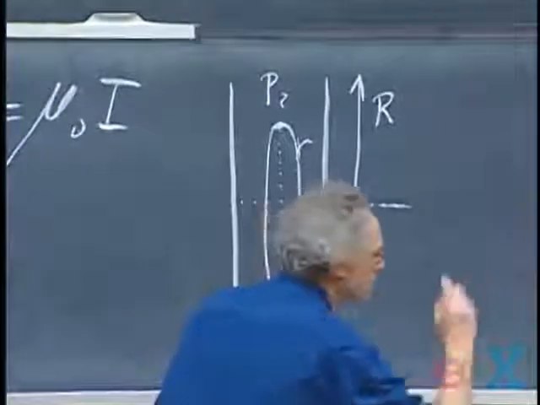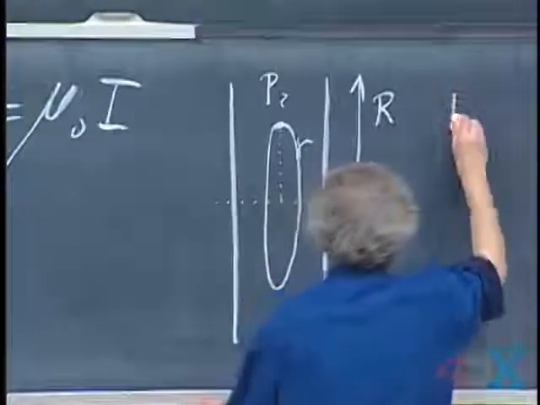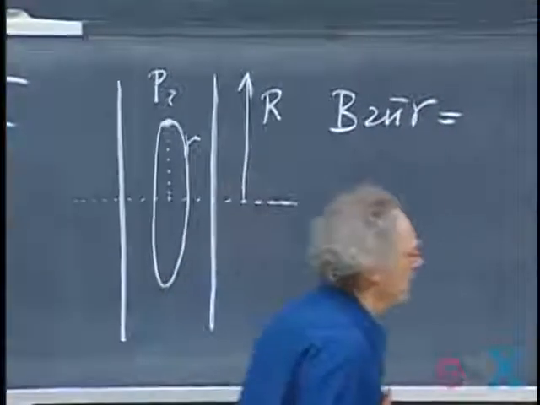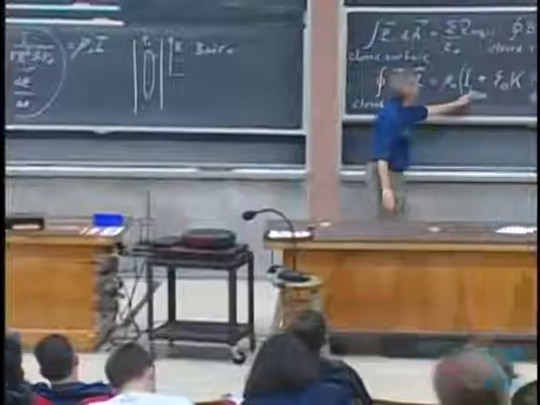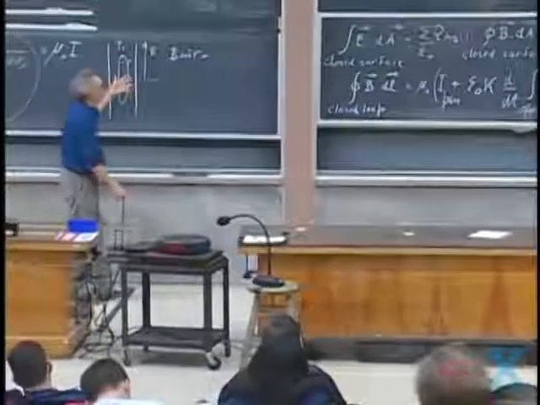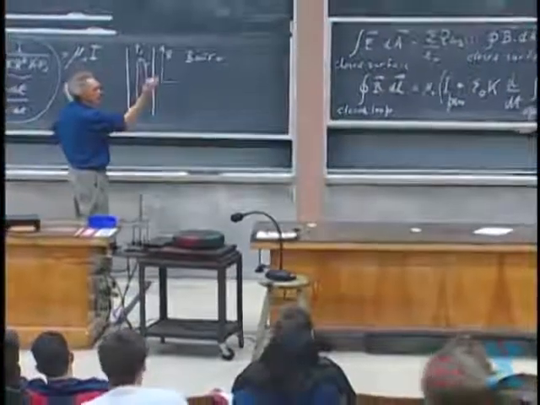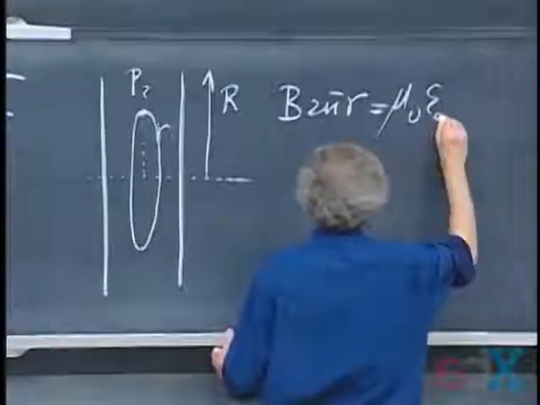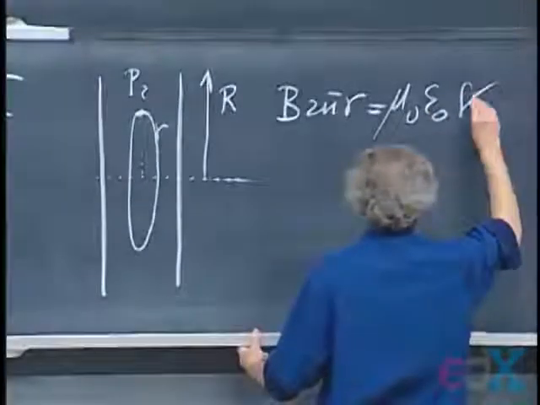I apply now the new law. B times 2 pi r. And there we go. We have a mu zero, we have an epsilon zero, we have a kappa. There's no current going through here, so it's non-negotiable. I_pen is zero, right? That's not even an issue. So we get mu zero, epsilon zero, I get kappa.